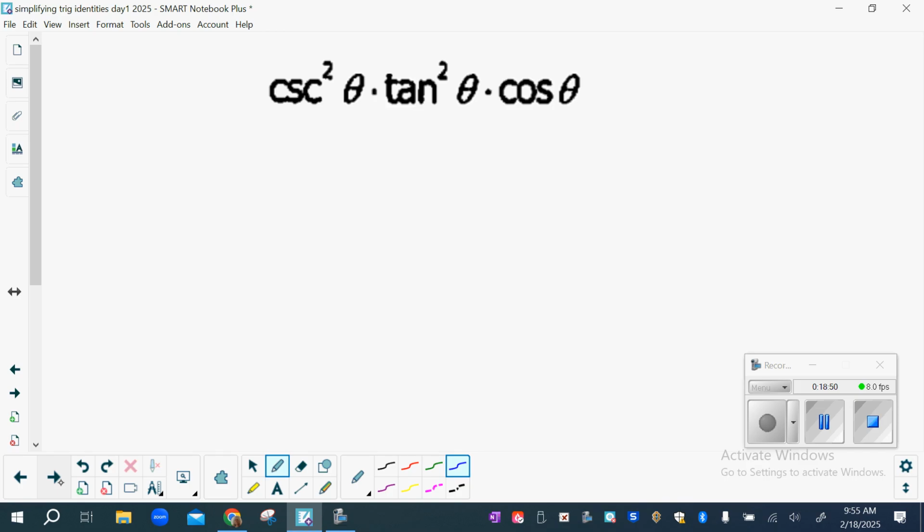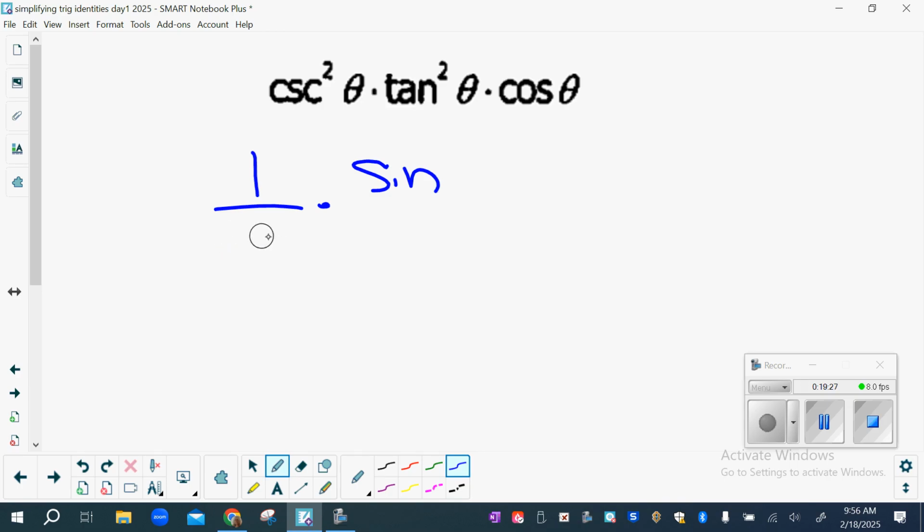Put it over 1. I love that. Now start canceling. Did you get 1? Here's what I got: 1 over sine times sine. Oh, careful. Got a little trick here. It's tangent squared. So how many sines on the top do I have, and how many cosines on the bottom do I have?